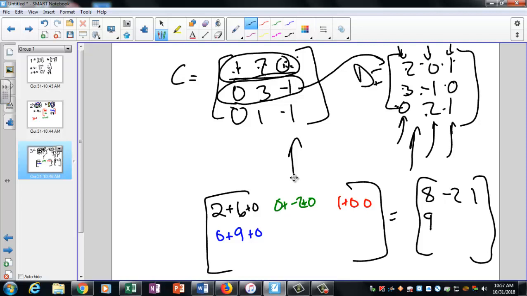0 times 0 is 0. 3 times negative 1 is negative 3. Negative 1 times 2 is negative 2. And I didn't write any of that down. Negative 3 and negative 2. So this number has to be a negative 5.